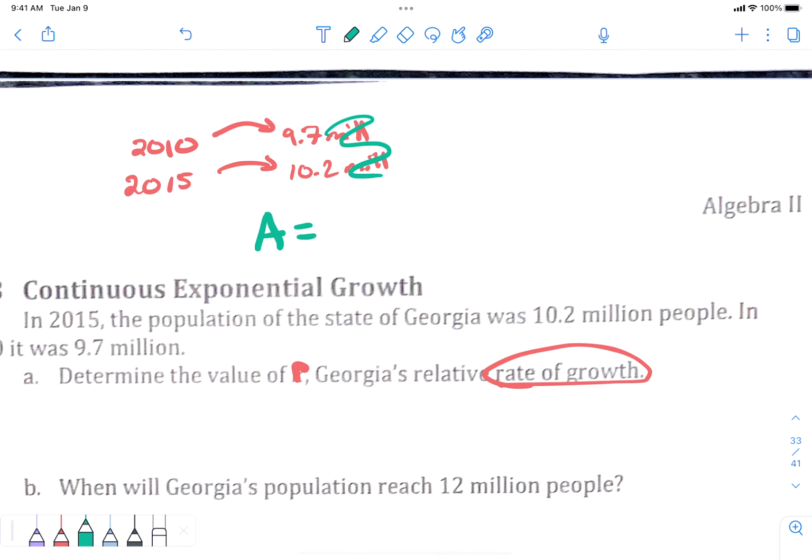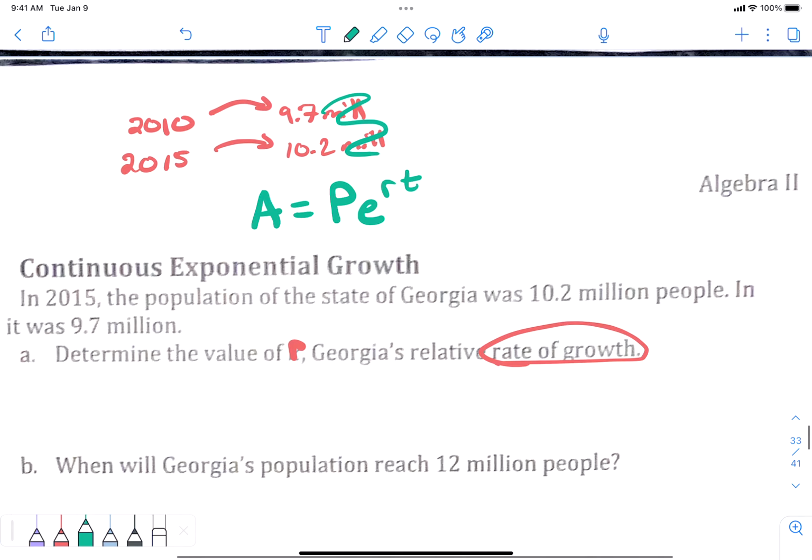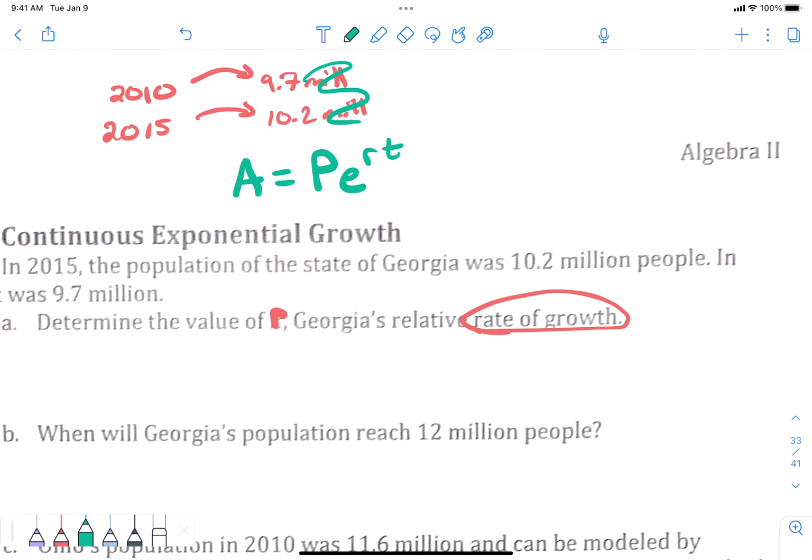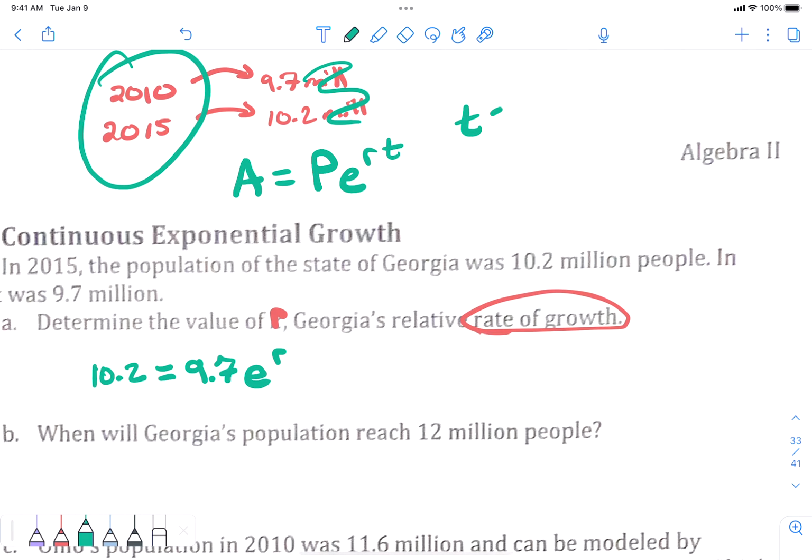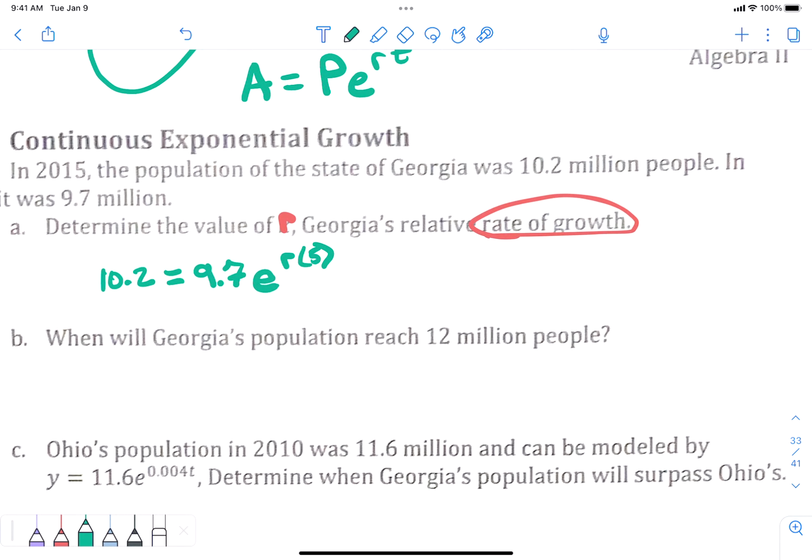Here's my formula. A equals P e to the RT power. They have given me A and P. What is P and what is A? P is 9.7. We started with 9.7, that's our first number that they gave us. And we're ending with 10.2. E to the R, R is what we're solving for. But what is T? 5 years. The difference between 2010 and 2015 is 5 years. So we're going times 5, right? Good? Happy with that?